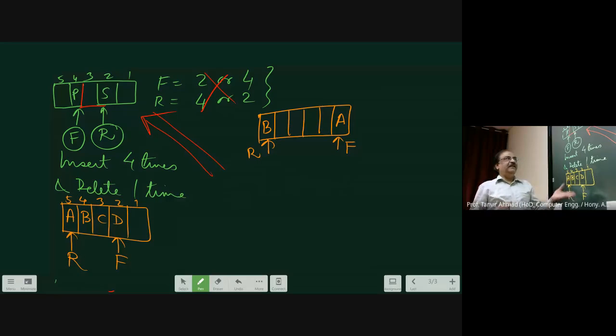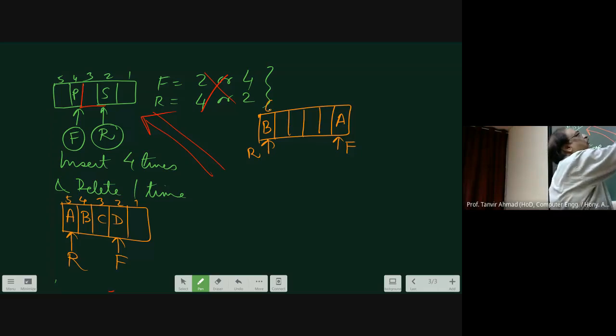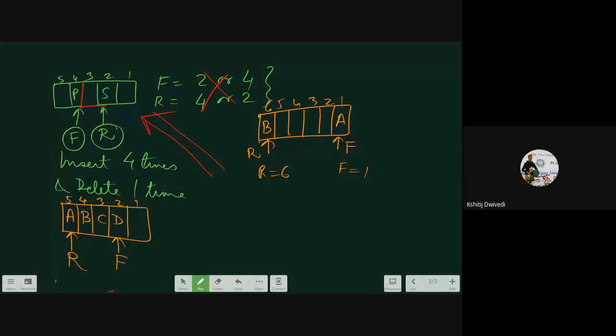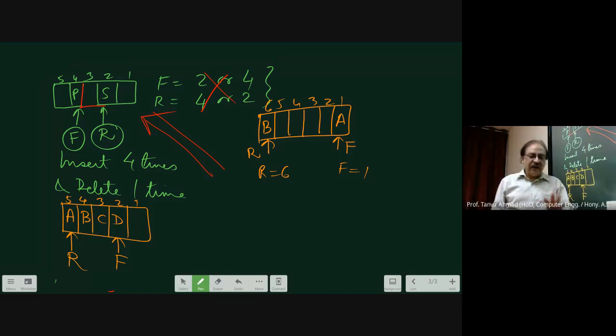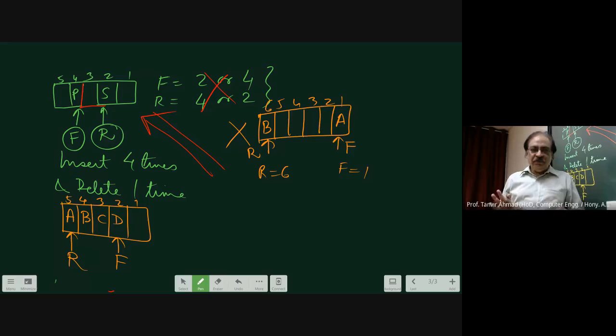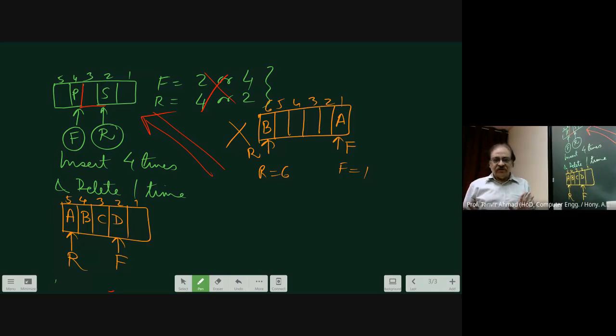R is at, say, 1, 2, 3, 6. Now here R is equal to 6. F is equal to 1 and R is equal to 6. Because to move R to 6, we have to have elements in between: 2, 3, 4, 5. Because if R is coming to 6, it must have filled 5, 4, 3 and 2. That means this is wrong.